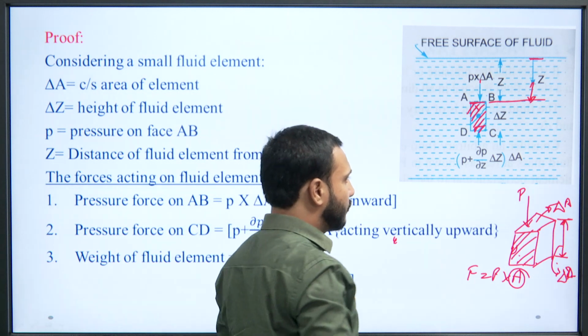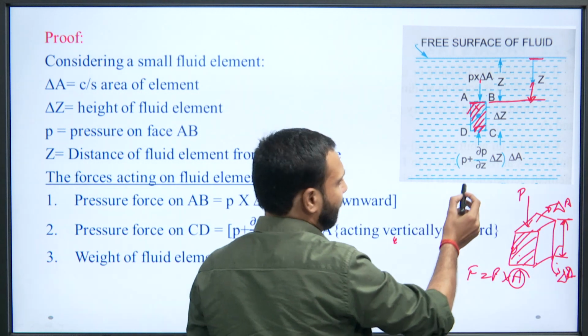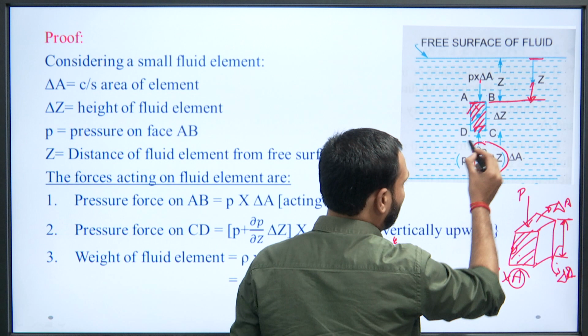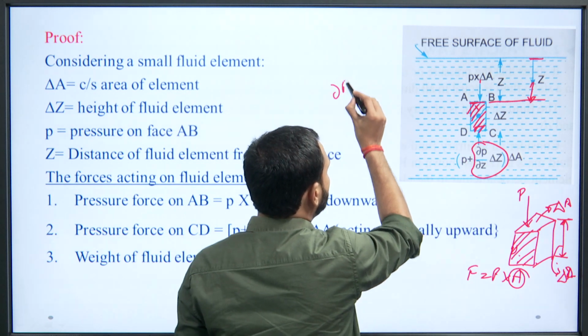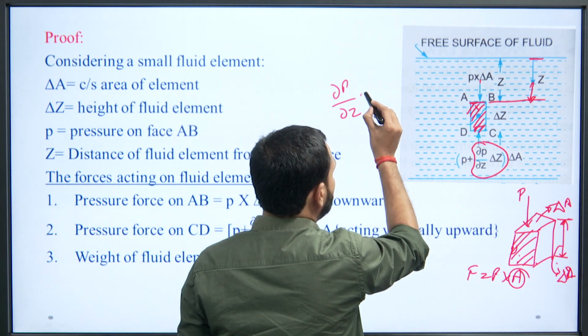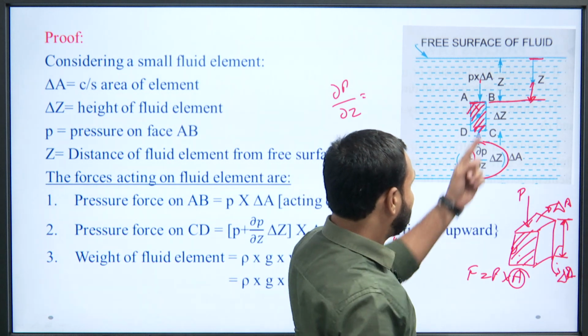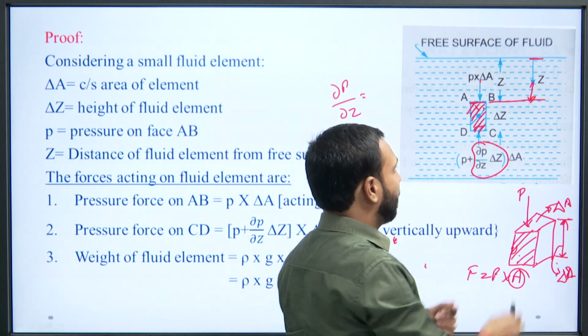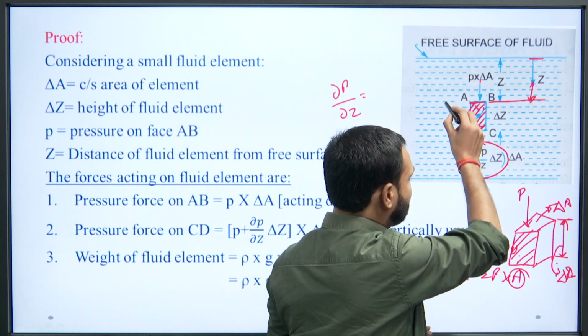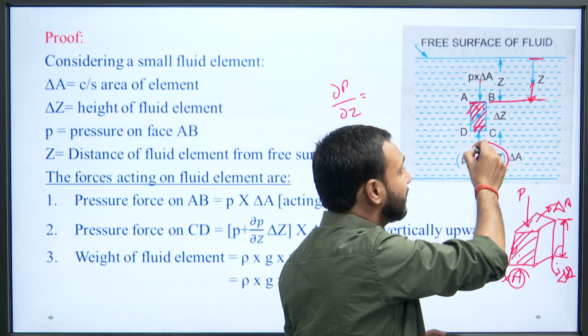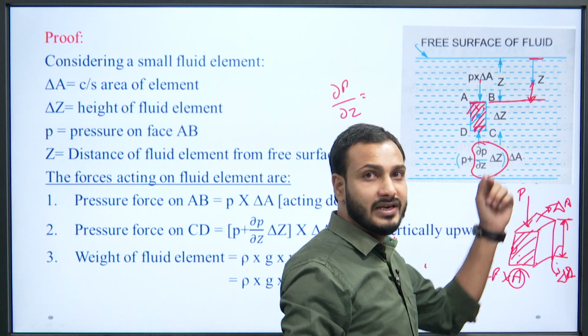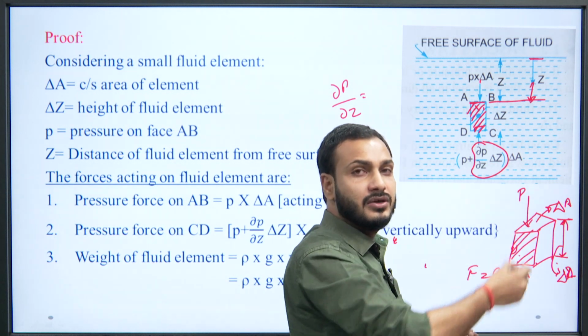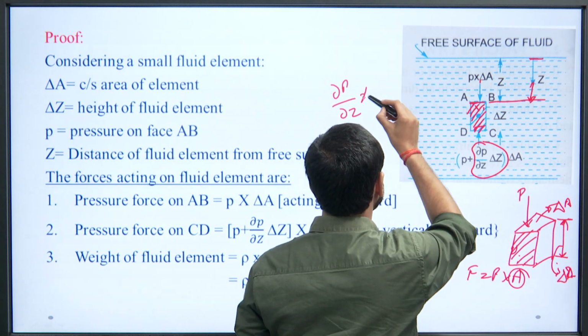Okay. So, students, let us understand from where this term came. Okay. Del P by del Z is the change in the pressure all over this length, the change in the pressure with respect to Z. Okay. All over this length, and for all over this length we will have to multiply this term by delta Z.